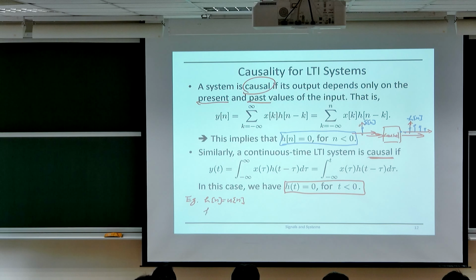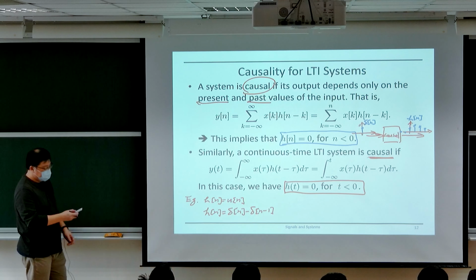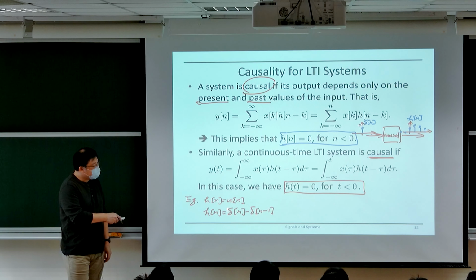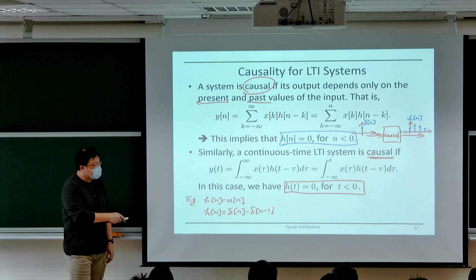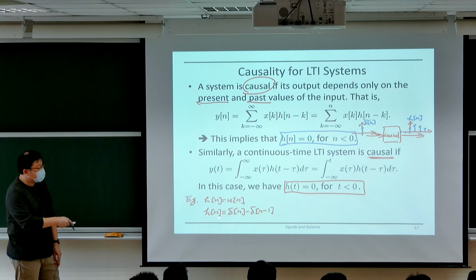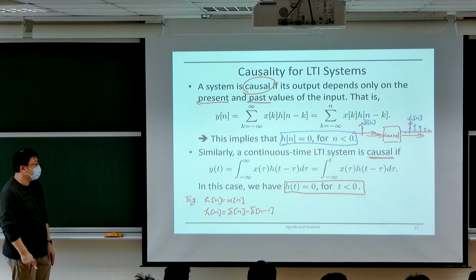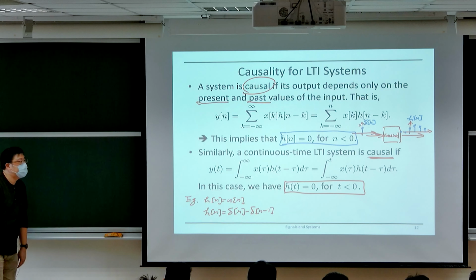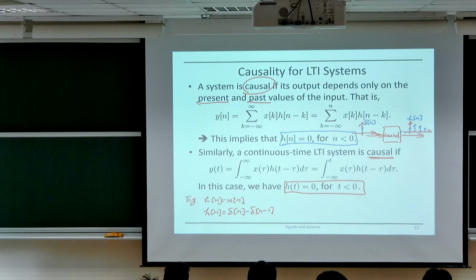Now, another example, suppose that h[n] is equal to delta[n] minus delta[n minus 1]. This is a sample at time 0 and a sample at time 1. So again, because h[n] is 0 for all n less than 0, this system is also causal. So both of these systems are causal.